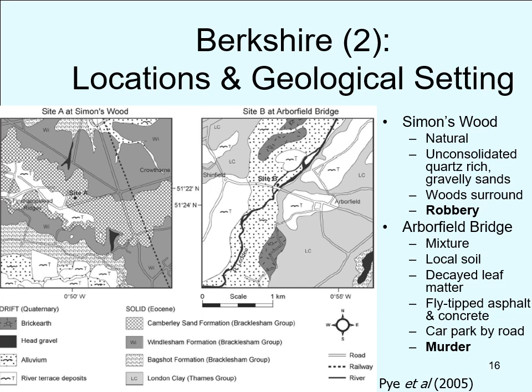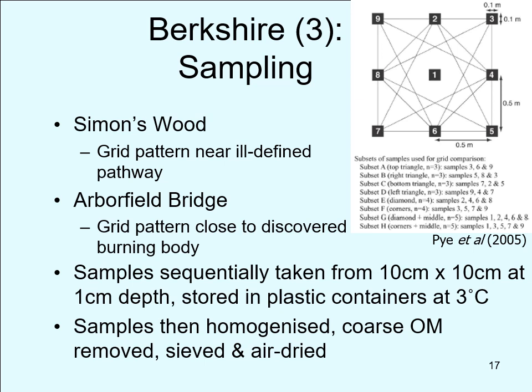Obviously there's a plot showing where each one is. At both of these sites he collected 9 samples, presumably with the centre one for each, and then other ones around it in a subset, for example. So it's more of a grid at the first one, near a path, and the second one was near the body, where the body was found.